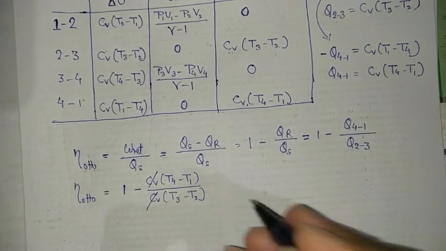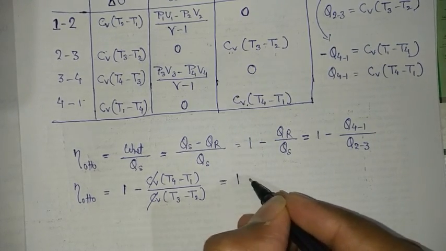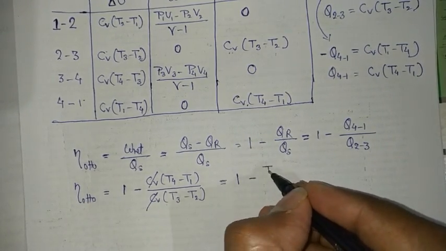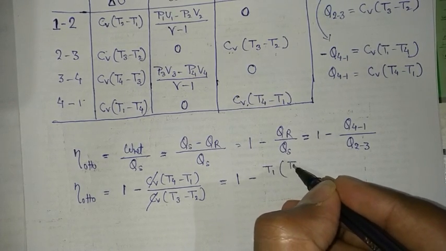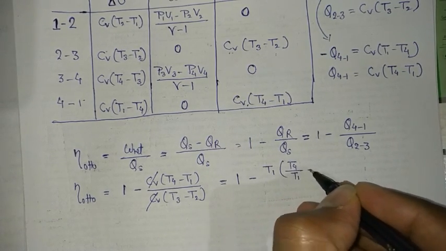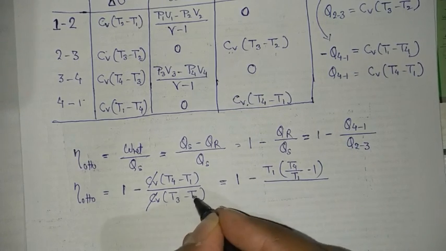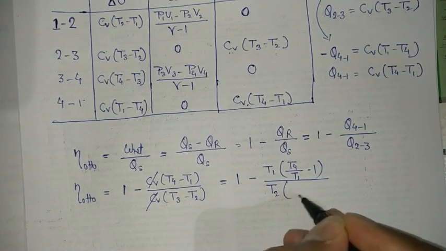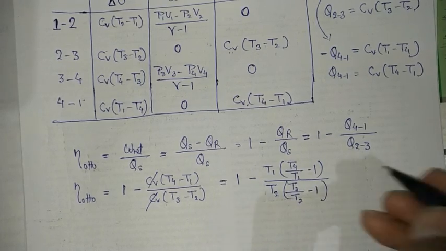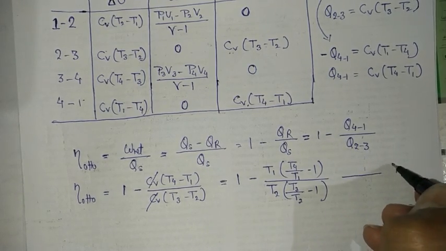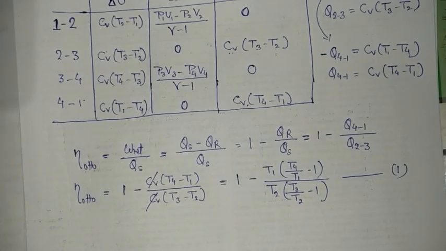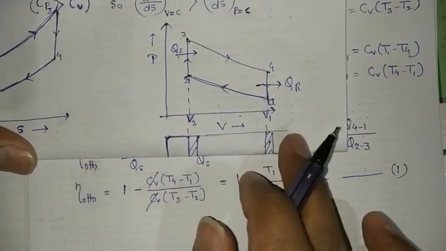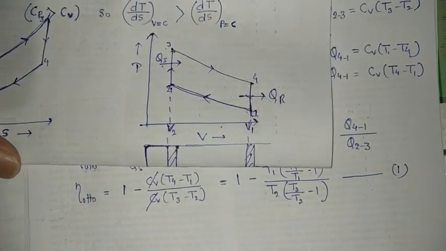So CV cancels. Let us take T1 common from here. T1 will come T4 by T1 minus 1, and T2 from here, then T2 it will come T3 by T2 minus 1. That is this equation 1. Now again we'll go to the PV plot of the cycle.